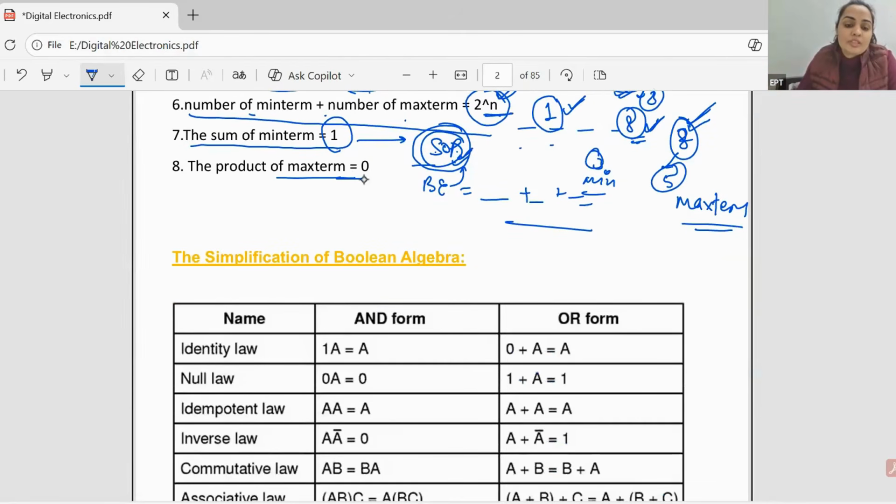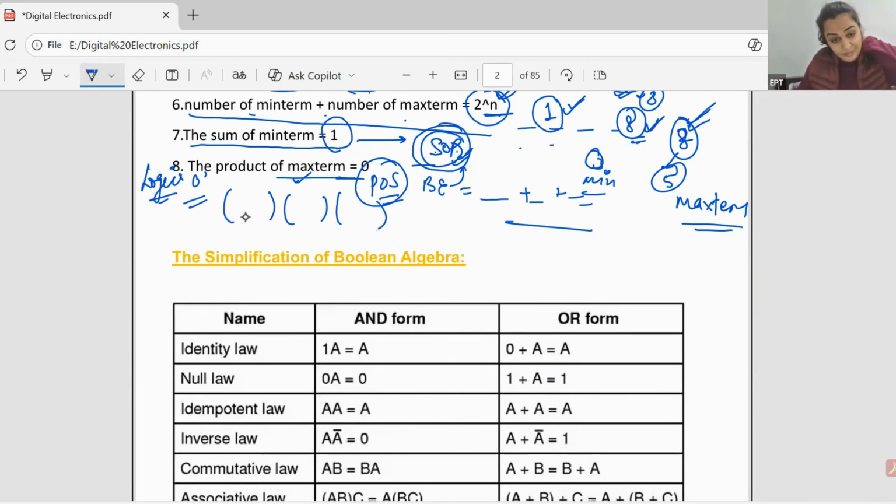And the product of maxterms is 0. So in case of POS form, product of sums, we will consider the input combinations for which the output is logic 0. So in POS form you will multiply the maxterms like this. For those input combinations, the output is going to be logic 0.